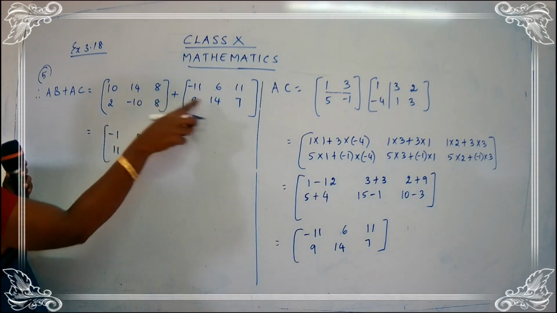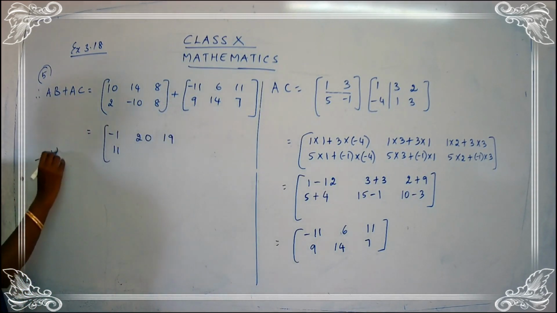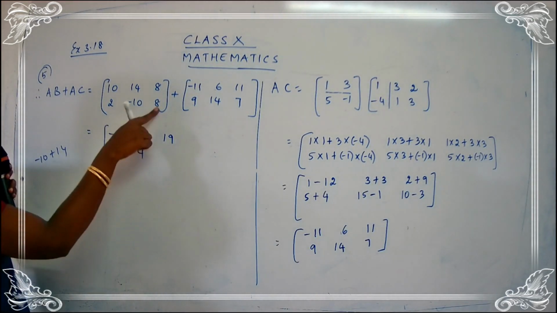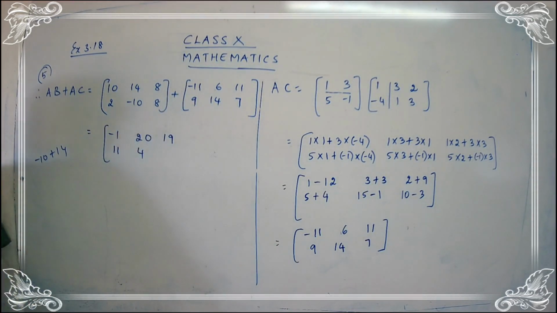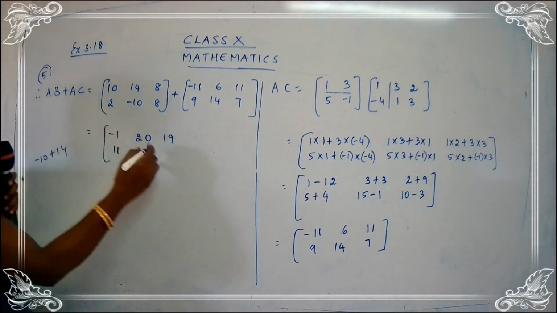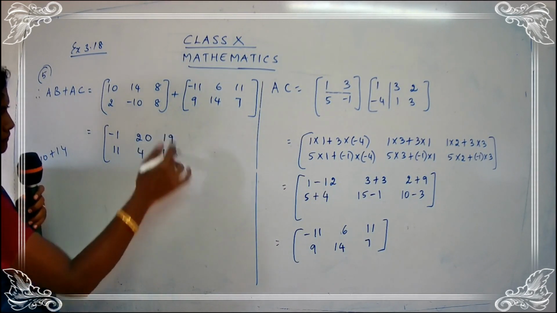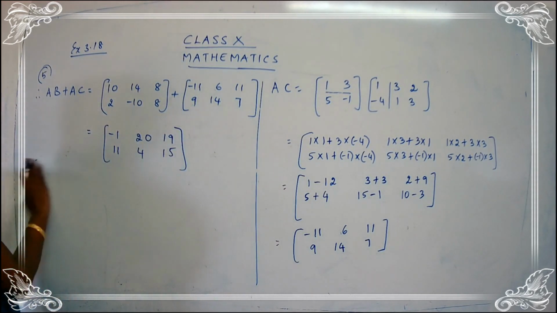Minus 10 plus 14. So you can take 14 minus 10. What is 14 minus 10? It's 4. 8 plus 7. What is 8 plus 7? 15. Yes? 7 plus 7, 14. We have to add one more. So 15. You get 15. 8 plus 7, 15. Yes. So we have found the answer for AB plus AC.